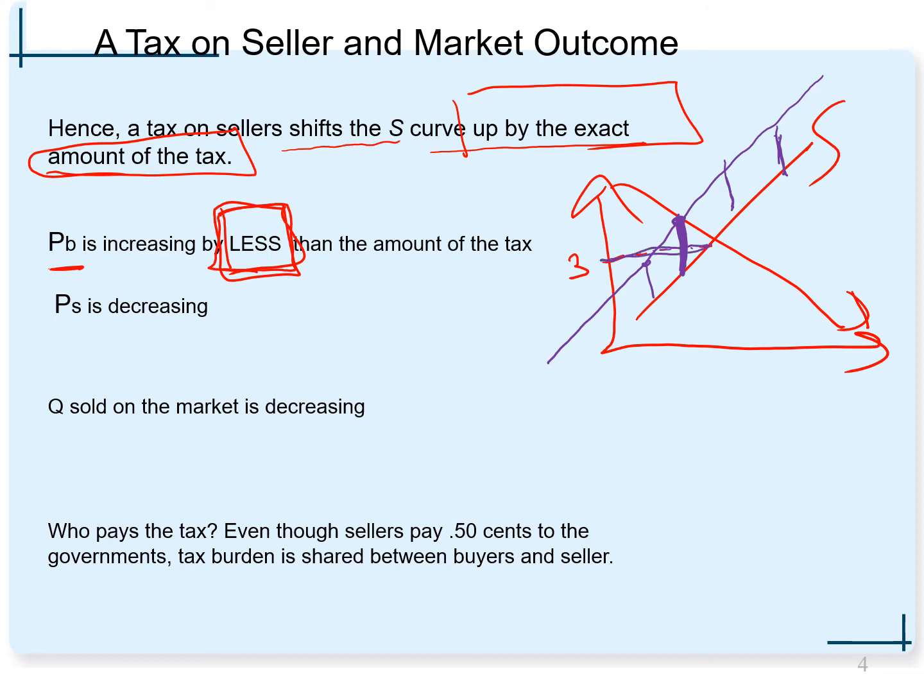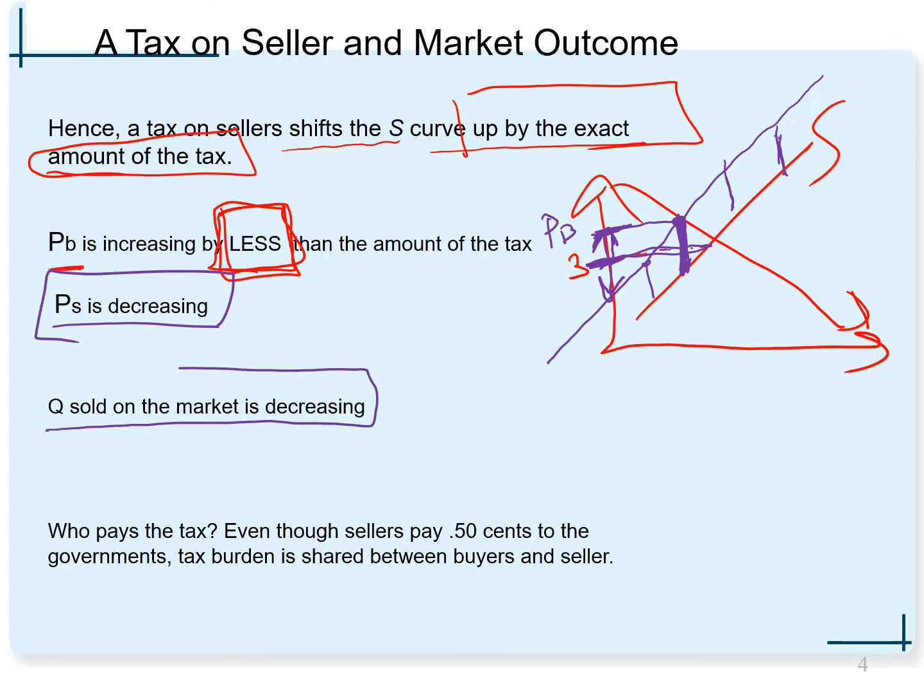Do you see that these 50 cents are actually split into two different groups? So therefore, the price that we're going to pay right now is going to increase, but by less than 50 cents. This is just how the natural forces work on the market. The price that buyers are paying is going to increase by less than 50 cents, and the price that sellers are receiving is going to be less than initial. So the price that sellers are receiving is decreasing, and the quantity sold on the market is decreasing.